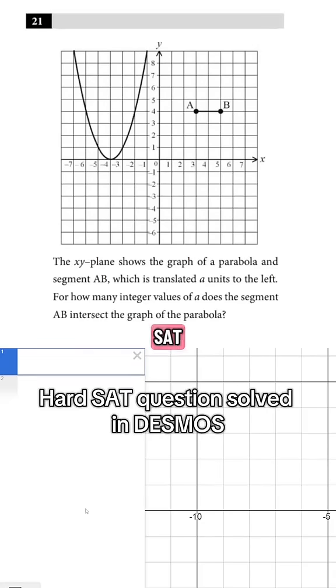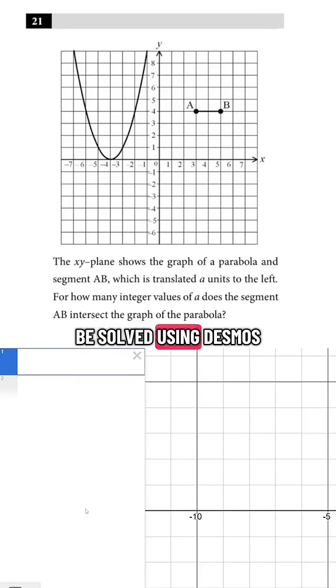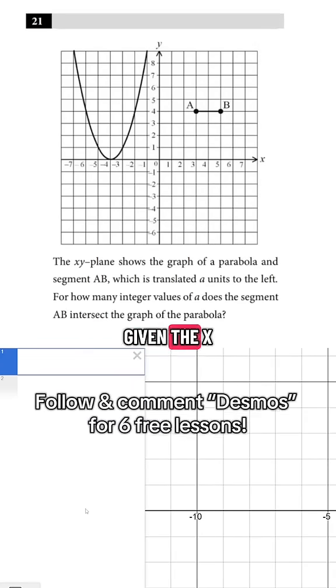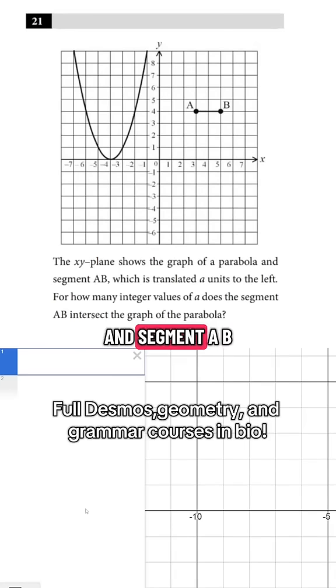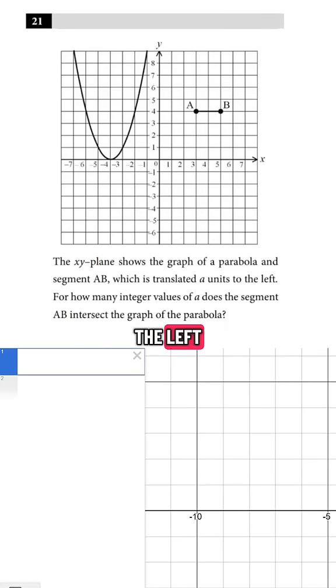This tricky looking SAT problem can actually be solved using Desmos. Let me show you how. We're given the XY plane shows the graph of a parabola and segment AB, which is translated A units to the left. For how many integer values of A does the segment AB intersect the graph of the parabola?